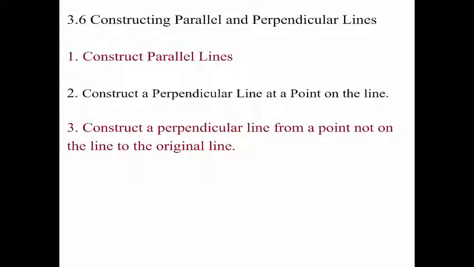Okay, we're going to work on chapter 3.6, constructions: constructing parallel and perpendicular lines. Specifically, we are going to construct a pair of parallel lines. We're going to construct a perpendicular line through a particular point on that line. And then we're going to construct a perpendicular line from a point that's not on the line itself. So let's get to working on this.